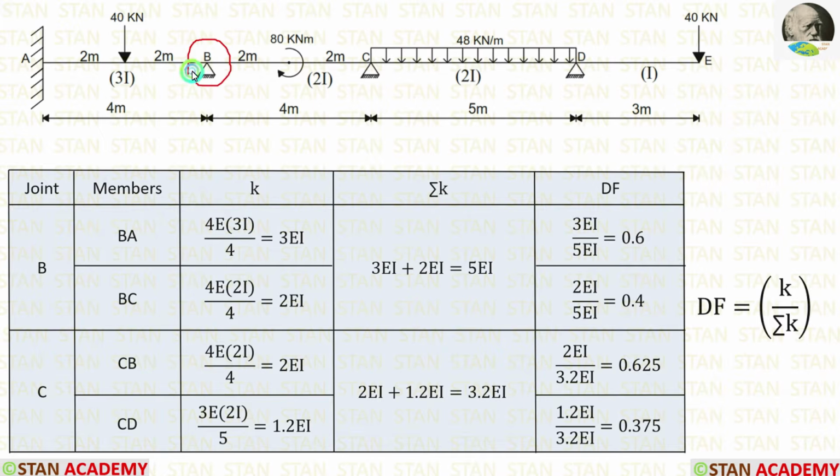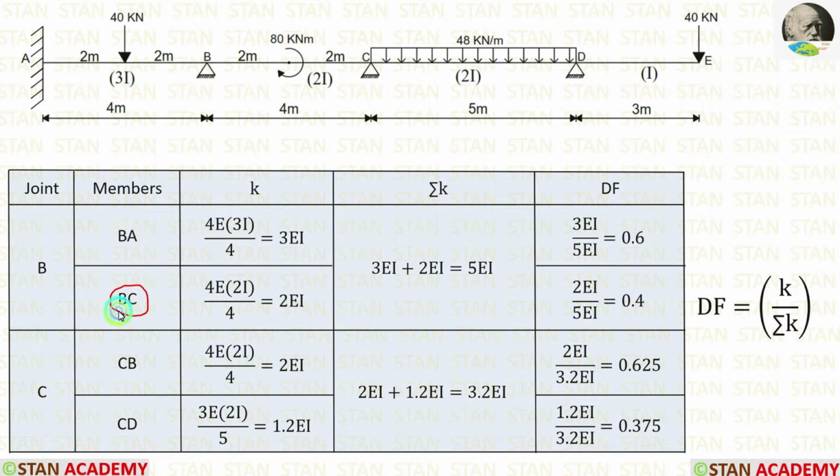First, let us calculate in the joint B. From the joint B, we have to calculate two stiffness values for BA and for BC. First, let us calculate for BA. For that, from the joint B, we have to look at the point A. At the point A, we have a fixed support. If the far end is fixed, the formula is 4EI by L. The length of AB is equal to 4 meter. The moment of inertia is 3I, so instead of I, we have to apply 3I. Finally, we are getting the stiffness for BA is equal to 3EI.